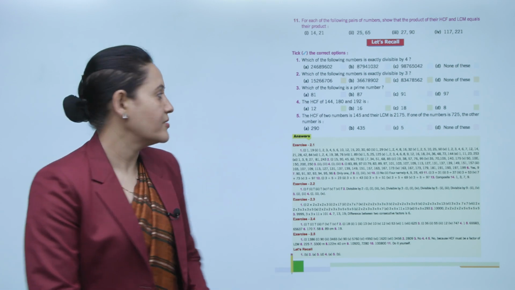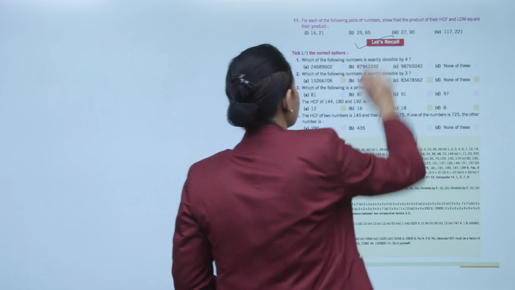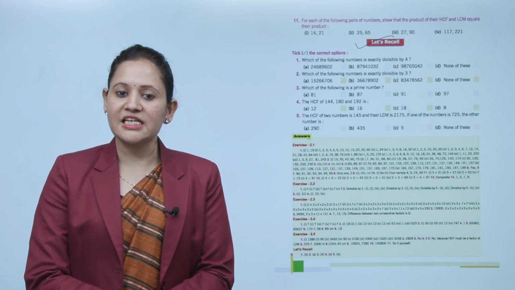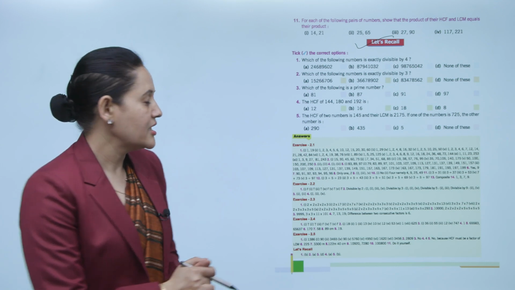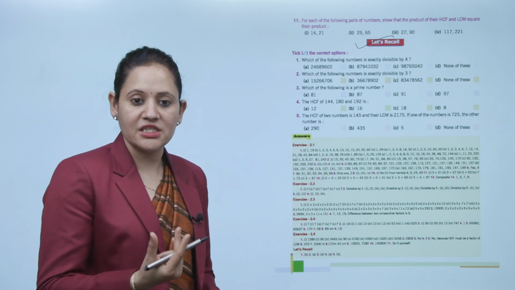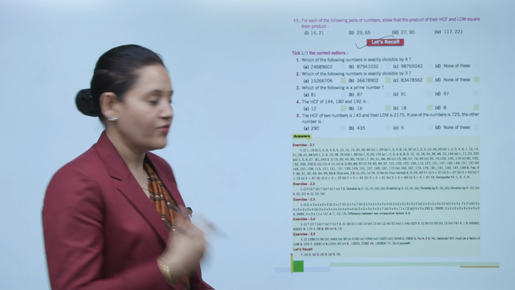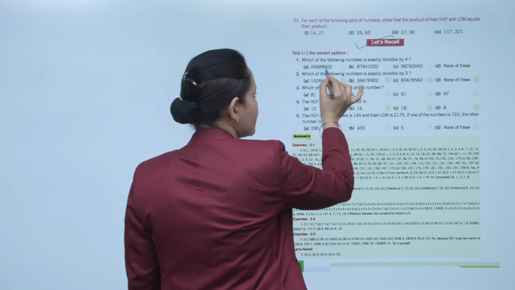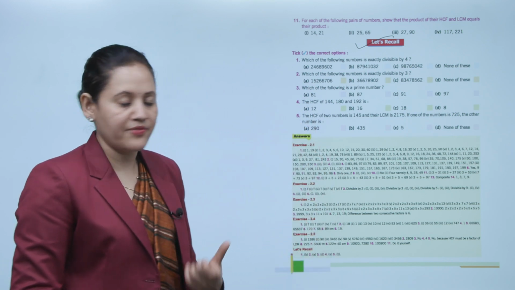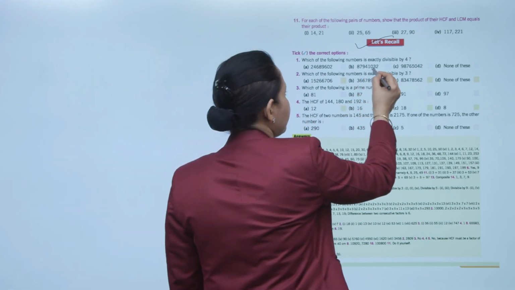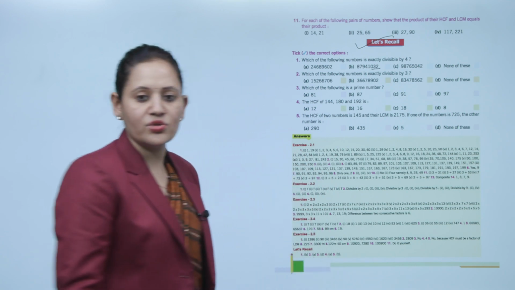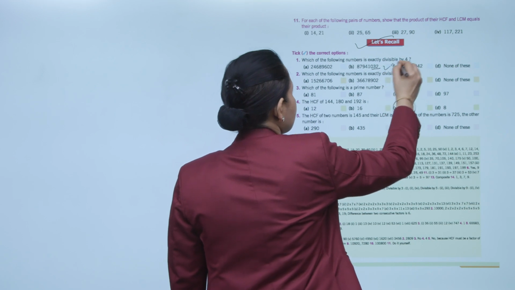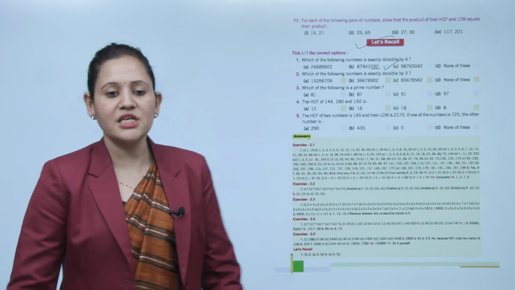Next is, let's recall. Take the correct option. Which of the following numbers is exactly divisible by 4? For divisibility by 4, the last two digits should be divisible by 4. So here, this number's last two digits are 02, so that is not divisible by 4. 32 is divisible by 4. So this number will be divisible by 4. So B is the correct option here.